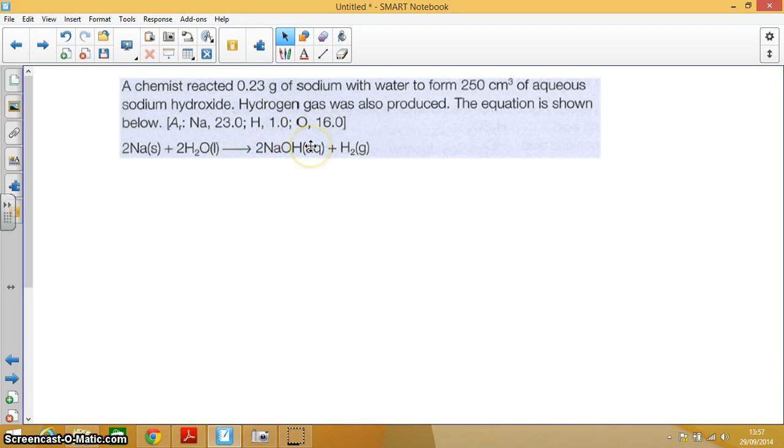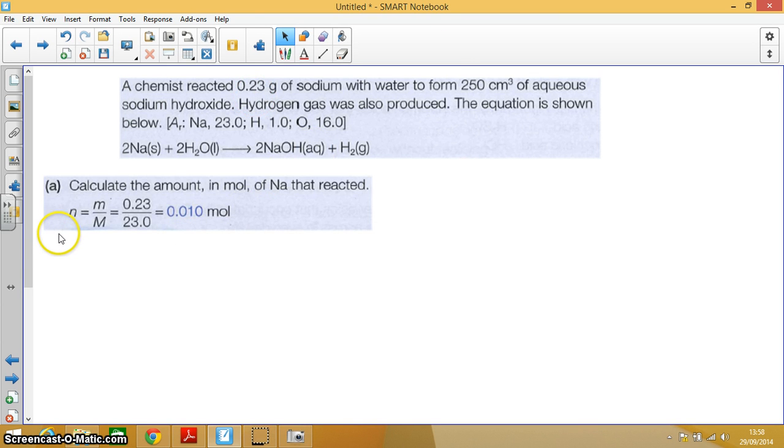So to start off, what we have to do is consider the stoichiometry, and the way we do that is to look at, well, what are we given? We're given a volume of water, but we're given also an amount of sodium. So the first stage in this reaction is as follows.